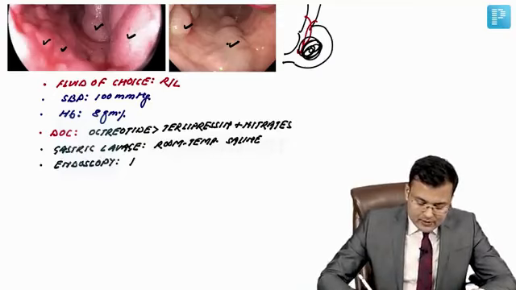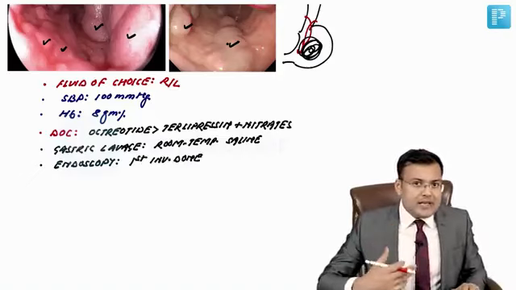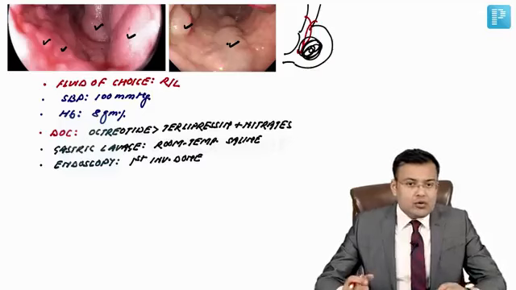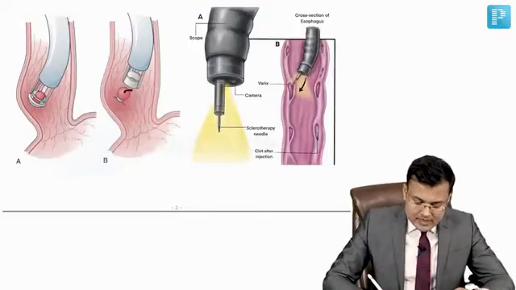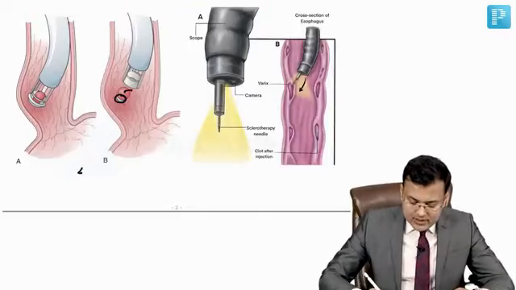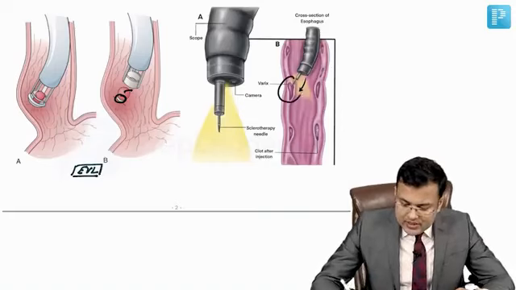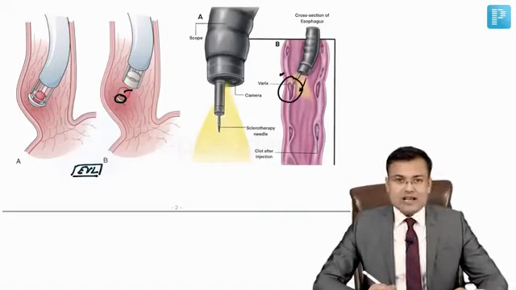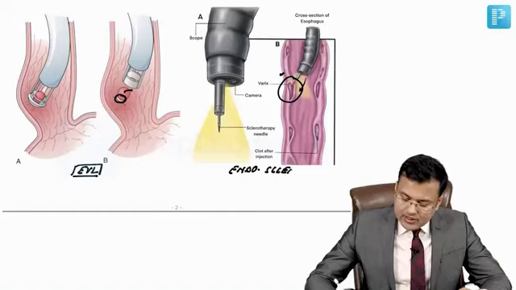Endoscopy is the first investigation done. When we perform endoscopy, we can perform endoscopic variceal ligation or endoscopic sclerotherapy. Here you can see how it's done. This is the bleeding varices and I'm going to ligate it. This is endoscopic variceal ligation, and here you are going to inject the sclerosing agent around the varices. This is endoscopic sclerotherapy.